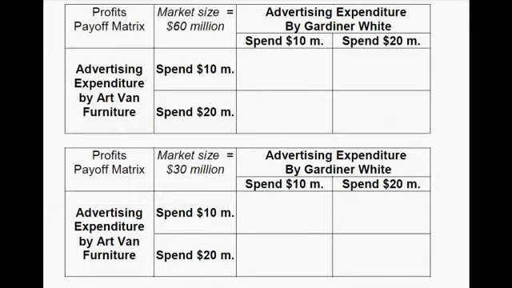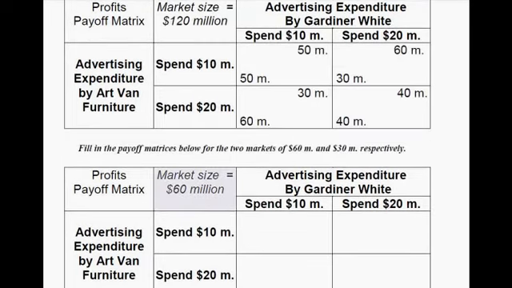We want to consider two more market sizes, and let us move to the case where the market size is $60 million. The revenue to each firm, when we are spending the same amount, let us consider spending $10 million, the revenue to each firm will be $30 million. When we subtract the cost of $10 million, we can see that both firms will make $20 million as their profits. For the case where both firms spend $20 million on advertising, because their revenues are again $30 million each, 30 minus 20 leaves them with $10 million each.